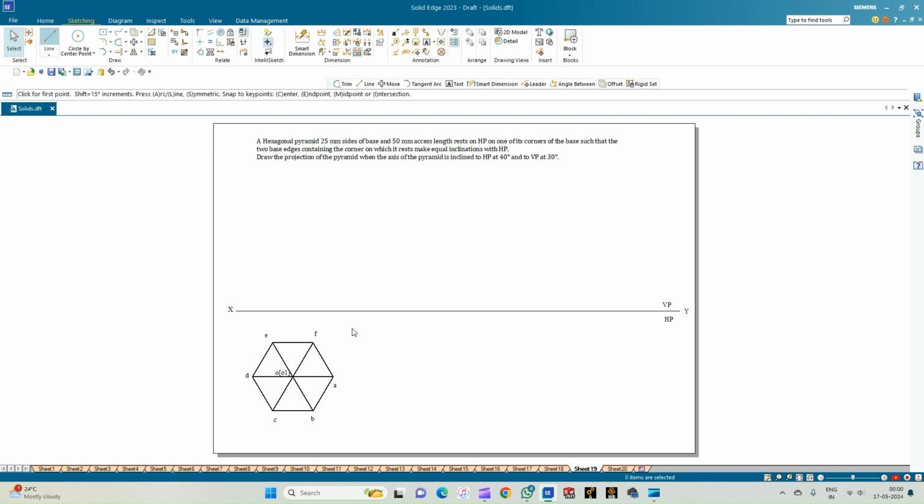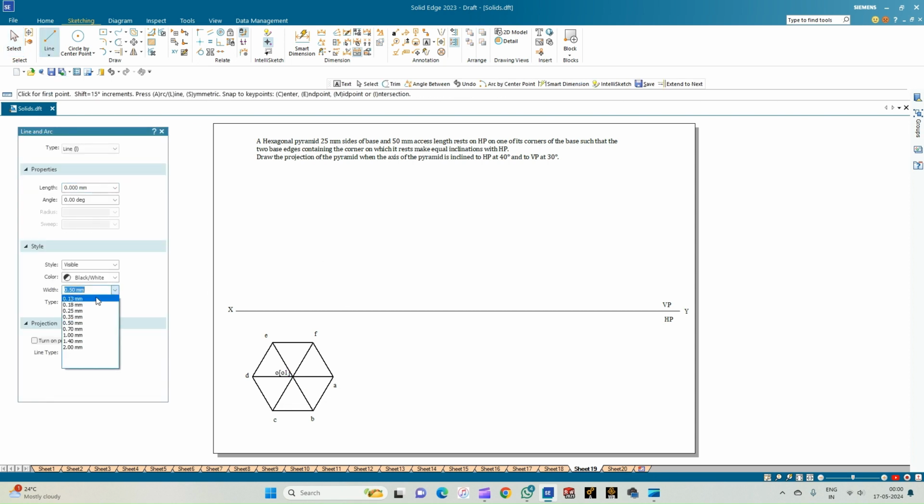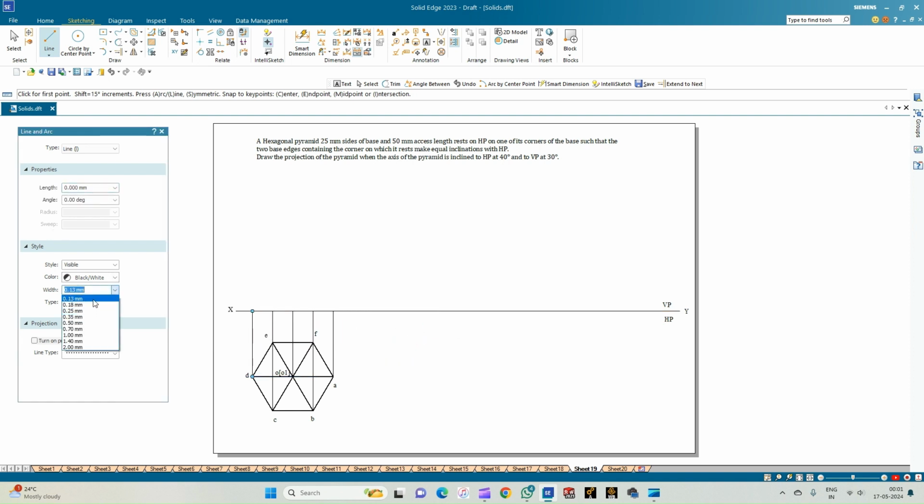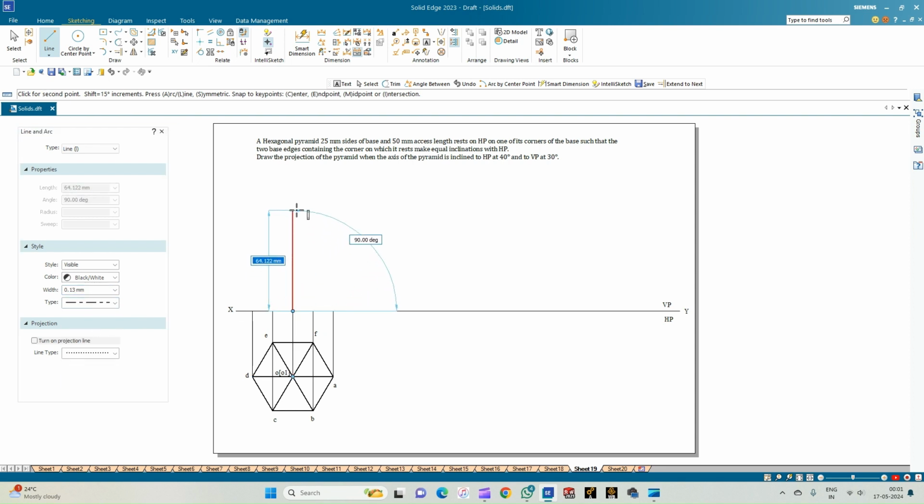Now we shall construct the front view of the pyramid. So let us select the projection line of thickness 0.13 and draw the projections from each of the corners and intersect the XY line. So we shall first construct the axis. Select the center line of thickness 0.13. The axis length is 50.